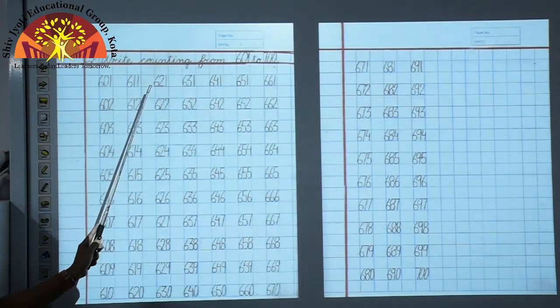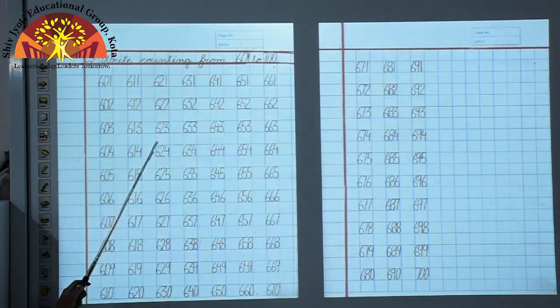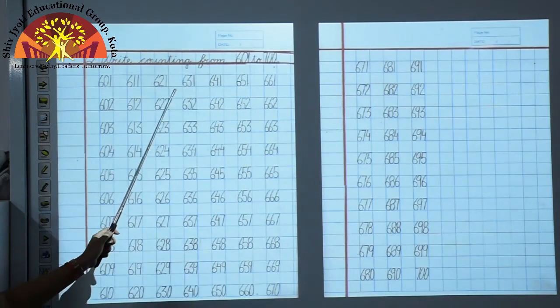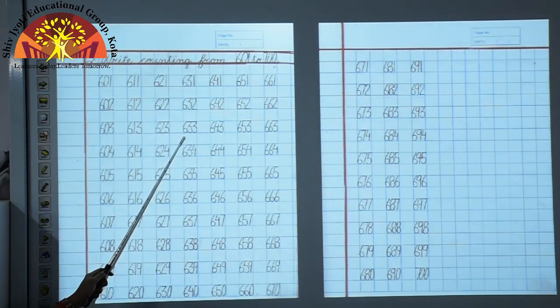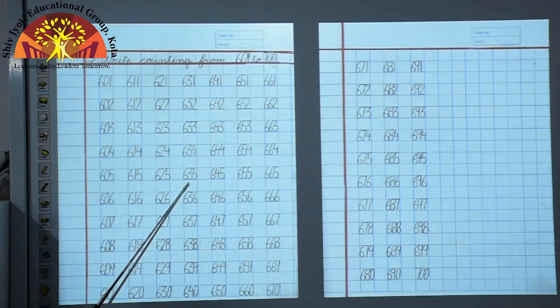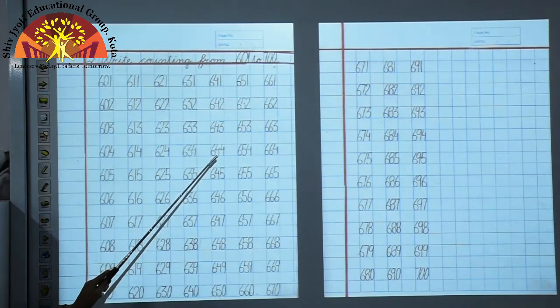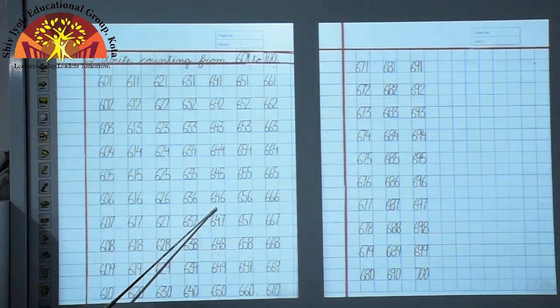Now what will come? 621, 622, 623, 624, 625, 626, 627, 628, 629, 630, 631, 632, 633, 634, 635, 636, 637, 638, 639, 640, 641, 642, 643, 644, 645, 646, 647, 648, 649 and then 650.